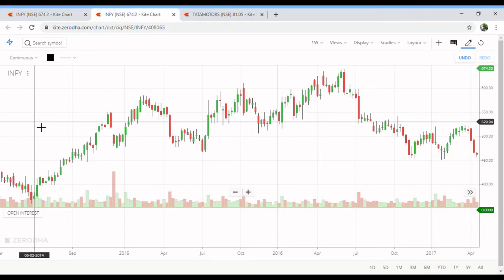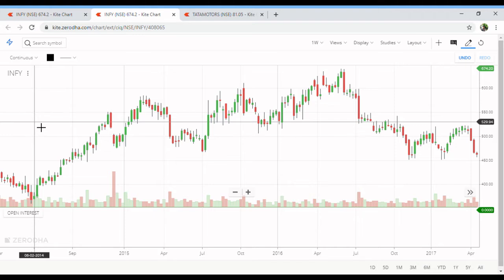Let me explain what a triangle pattern is. In a triangle pattern, the length between the support and resistance levels keeps decreasing day by day, meaning the support level moves higher and the resistance level moves lower. After a particular time period, either the bulls or the bears will take charge and make a breakout.